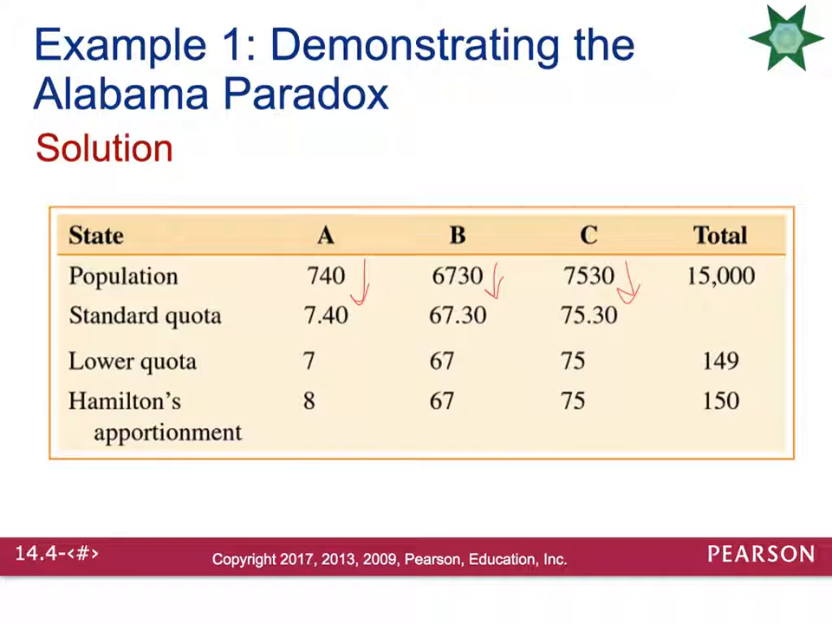Now remember, for Hamilton, you always round down. So we're going to turn the 7.4 into a 7, the 67.3 into a 67, and the 75.3 into a 75. Well, that's only 149. So we have one extra that we need to disperse, and you always go with the one that had the larger decimal, which would give state A 8 representatives, B 67 representatives, and C 75 representatives. So keep that in mind. We have 8, 67, and 75. If you add them all together, you're up to 150.